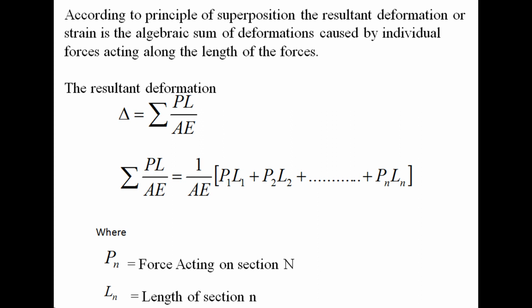We denote P1 as the force acting on section 1 of the structural member, P2 as the force acting on section 2, up to Pn, the force acting on the nth section. Similarly, L1 is the length of section 1, L2 is the length of section 2, and Ln is the length of the nth section.